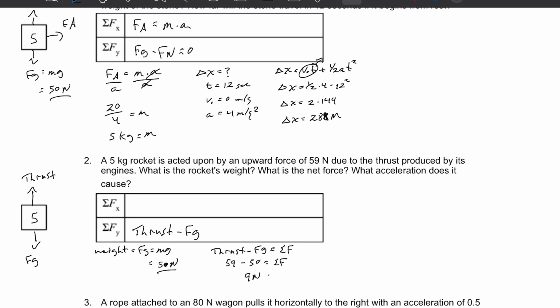Now 9 newtons is the net force, but we know the net force is equal to mass times the acceleration. So we can say that net force is equal to ma, net force is 9, m is 5, what is a? If we divide 5 to the other side, we're going to get 9 over 5. I believe that's 1.8, and then it'd be meters per second square is the acceleration. And that acceleration would be in the upwards direction. So we're going to watch the directions as we do this, and net force and acceleration are always in the same direction.